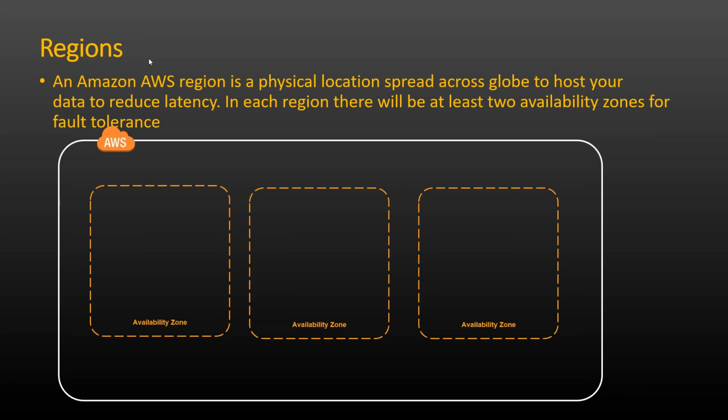Okay, guys, let's say region, right? Mumbai, India is a region, like I said. Singapore is a region. North Virginia is a region. California is a region. Frankfurt is a region. Sydney is a region. So like this, Amazon has around 18 plus regions.